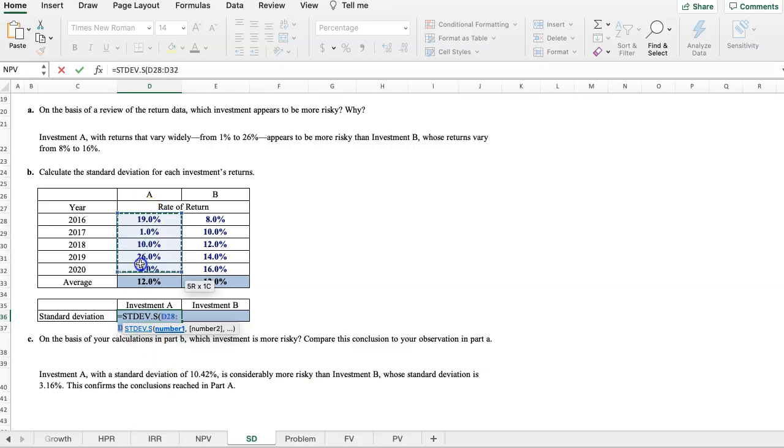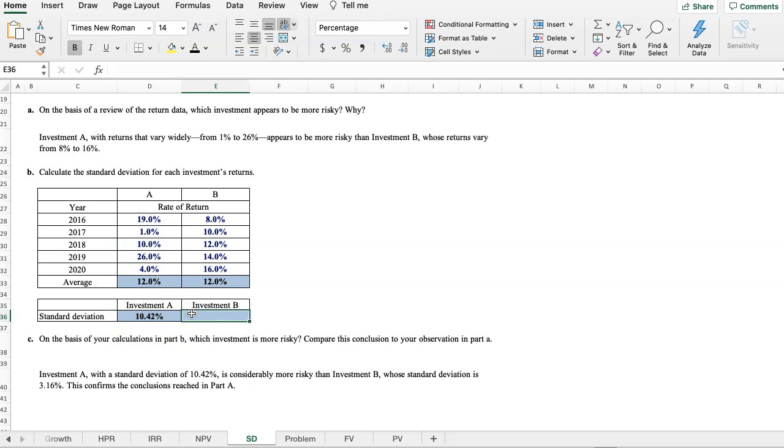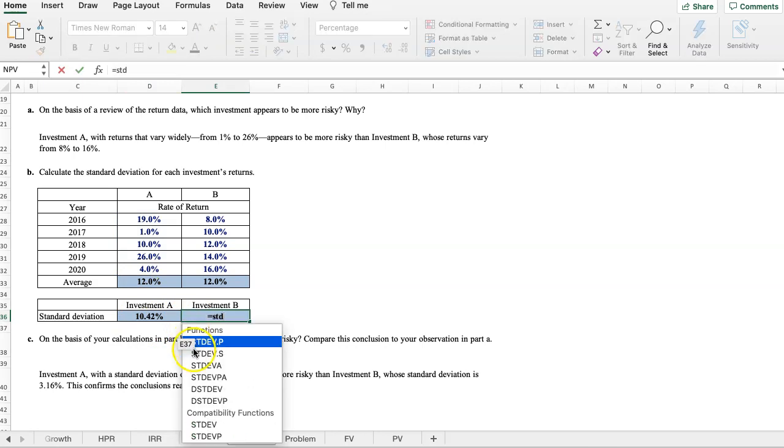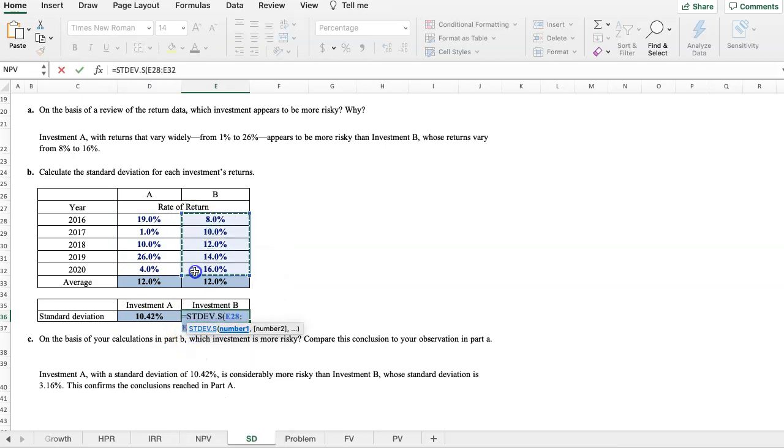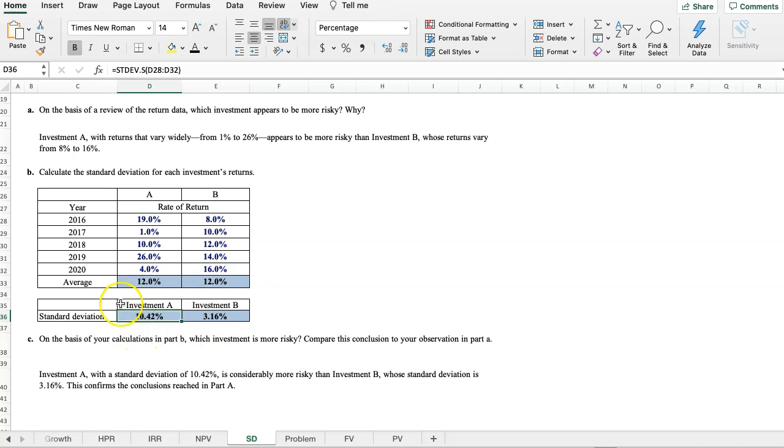I'm going to highlight the 5 years of returns and get the standard deviation for stock A. Stock B, standard deviation S, highlight these, and we'll get the two standard deviations. So clearly, this higher standard deviation denotes a higher variance of returns and a higher risk. So stock A, like we thought, is riskier.